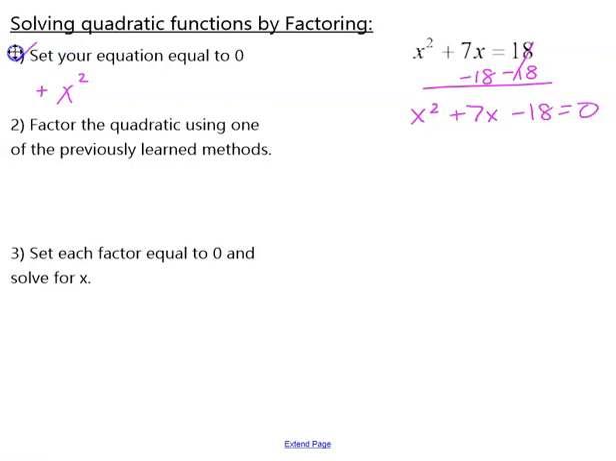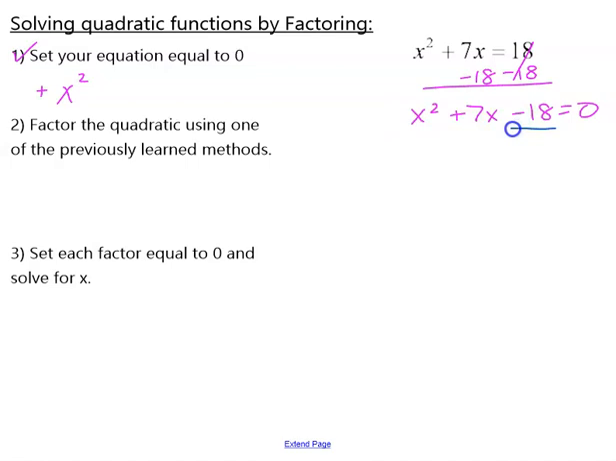So we finish step number 1 by getting our equation set equal to 0. Step 2 asks us to factor the quadratic using one of the previously learned methods. We've already learned multiple ways to factor different types of quadratics. Here we have a trinomial where a is equal to 1.